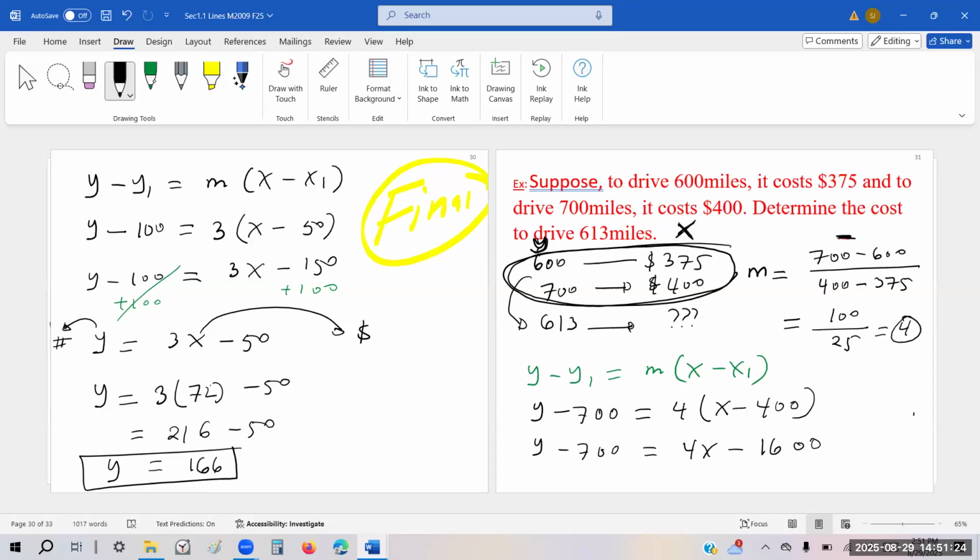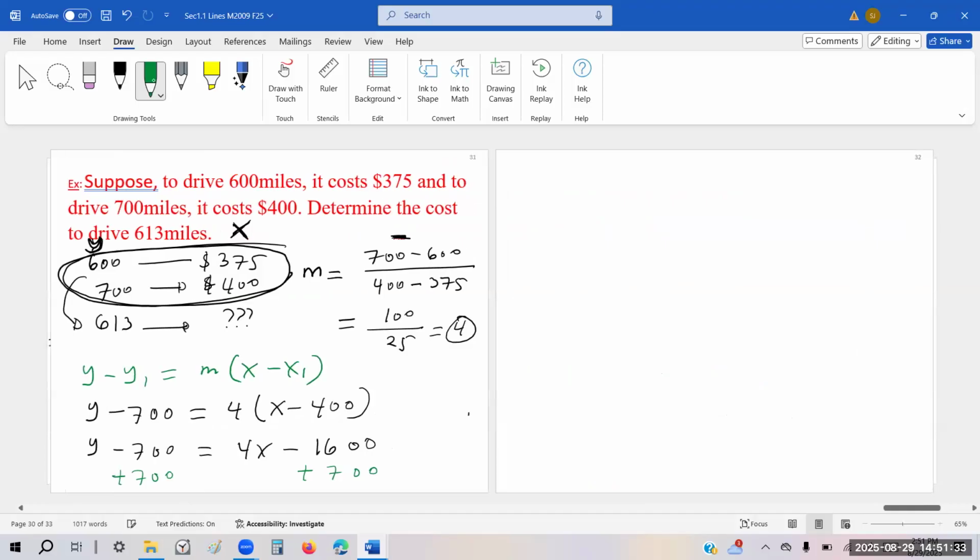What do we do next? We add. That tells us Y equals 4X minus 900. So here our X is the money and Y is the miles.